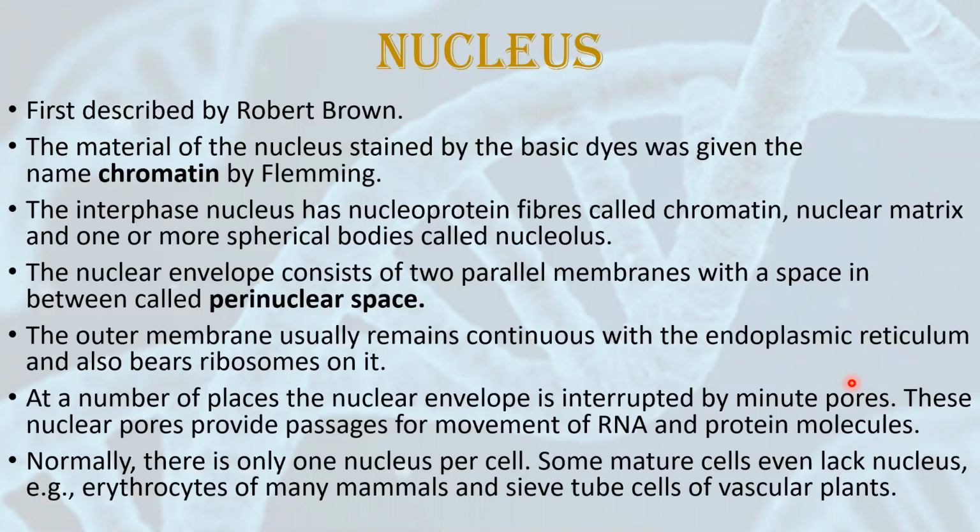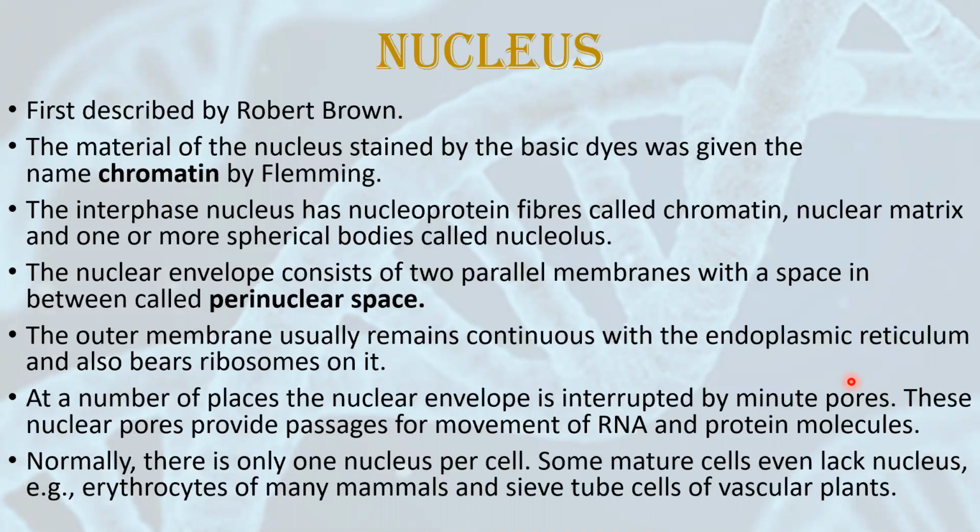Now endoplasmic reticulum has ribosomes on it, so the outer membrane of the nucleus will also bear ribosomes at some places. At a number of places, the outer membrane and inner membrane both are interrupted by minute pores. These small pores are called nuclear pores. What is the function of these pores? These pores provide passages or channels so that RNA and proteins from inside can move outside, or some material present outside, if required by the nucleus, can come inside the nucleus.